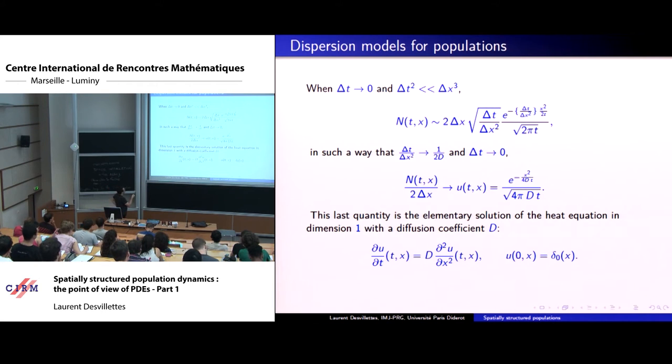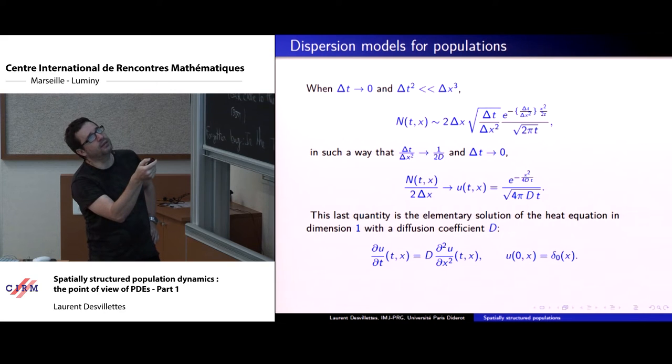And so if you let delta t go to zero and delta x go to zero in such a way that this quantity converges to something finite and strictly positive, you see that n of t x divided by 2 delta x converges exactly to u of t x, which is defined as this Gaussian in x here. And this has been replaced by 1 over 2d, and here this quantity becomes 1 over square root of 2d, which you find again at this level.